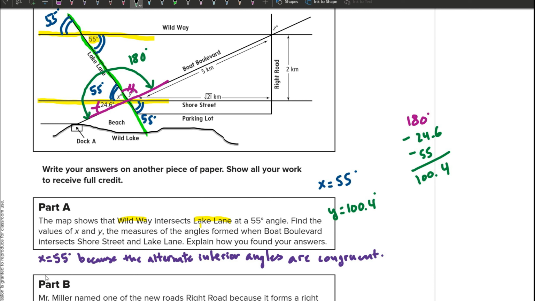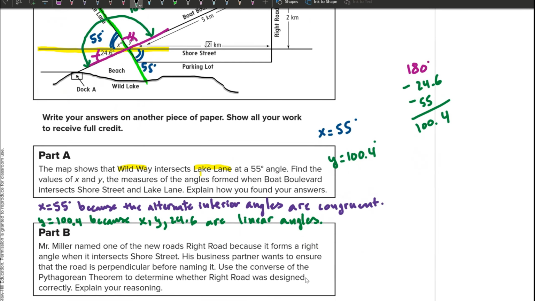Y equal to 100.4 because x, y, and 24.6 are linear angles. Maybe linear angles, because with more than two angles I cannot say a pair. Okay, that's it. Part B.